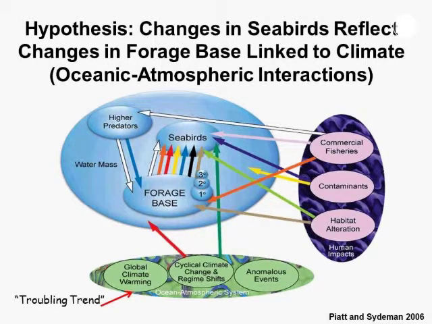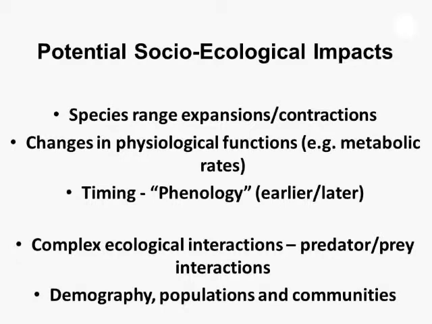If we look at the effects of climate, we may think about global climate warming as a troubling trend, whereas these other things that are going on are more like meandering variability, but they're also creating this complexity. So what are some of the hypothetical effects that we could see in terms of biological things? This is probably review, but I thought I'd go over it. Species range expansions and range contractions. There are changes in physiological functions, and a lot of those may be related to ocean acidification or hypoxia.